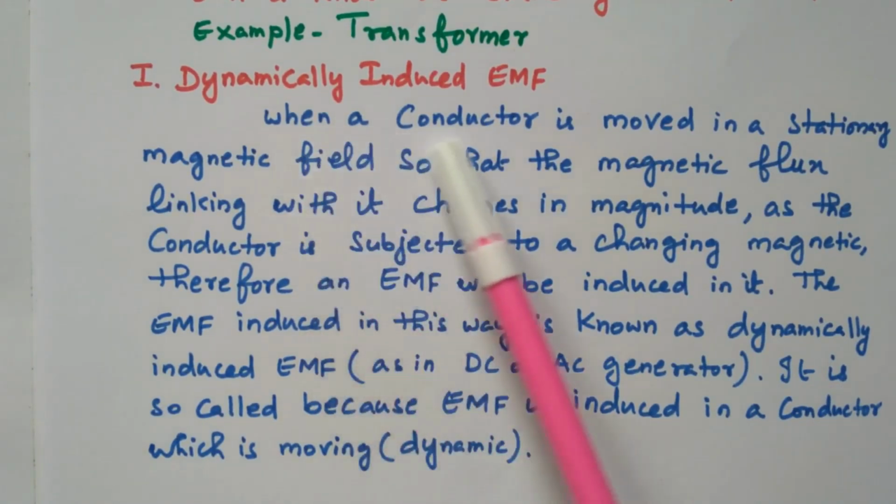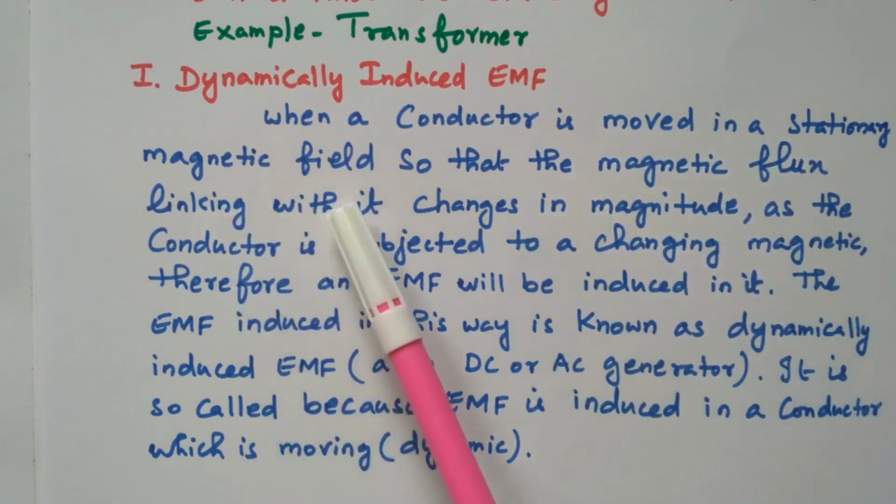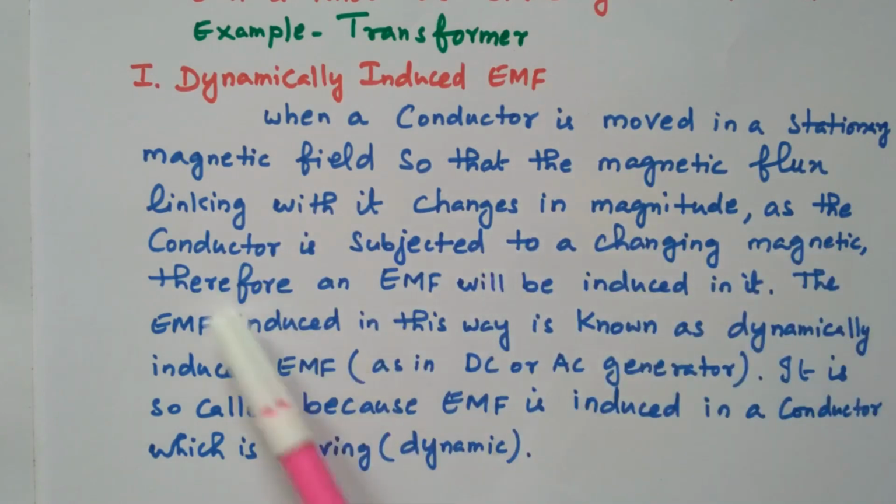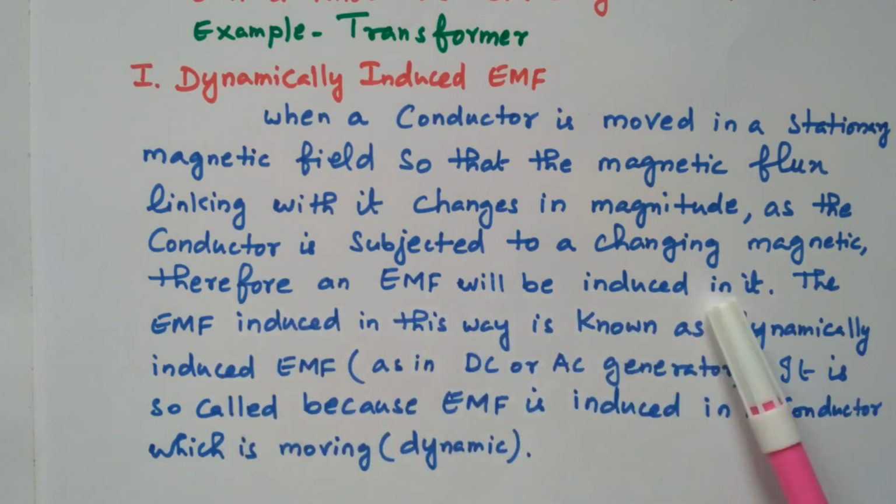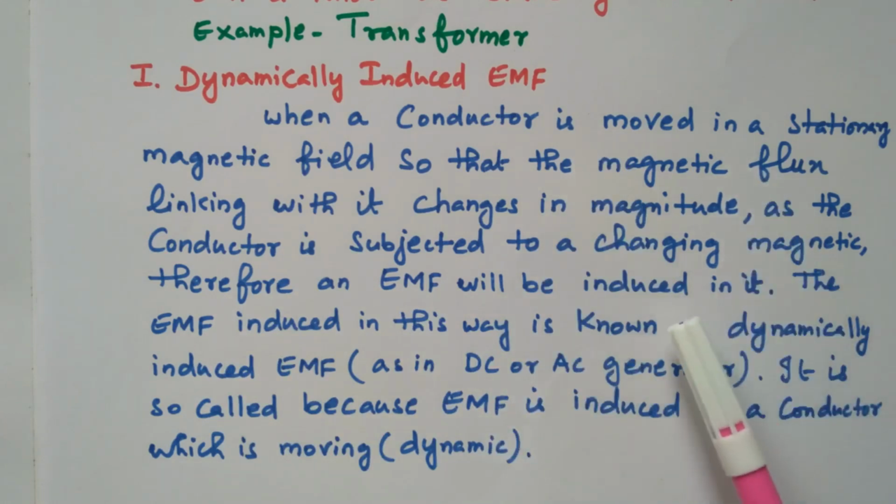So we already discussed, when a conductor is moved in a stationary magnetic field, the magnetic flux linkage changes in magnitude as the conductor is subjected to a changing magnetic field, therefore the EMF is induced. The conductor is moving, so due to that magnetic flux linkage will change, so that the EMF is induced. The induced EMF in such a way is dynamically induced, as in a DC generator or motor. It is called so because EMF is induced in a conductor when it is moving. Due to the movement of the conductor, we say that it is an induced EMF. Now we will refer to the diagram.